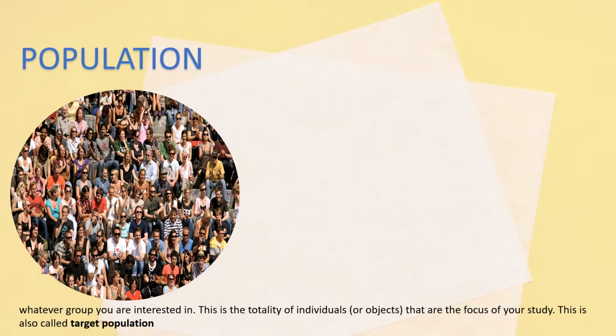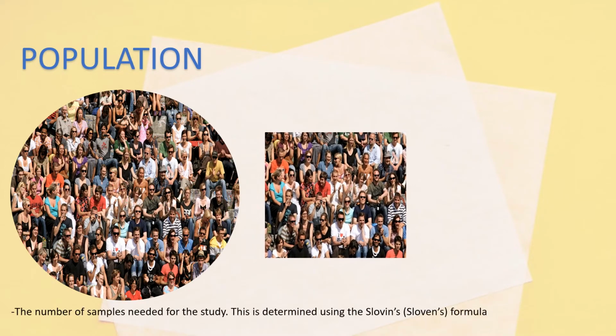At this point, let's try to understand what population means. It's actually whatever group you are interested in. This is the totality of individuals, or be it objects, that are in the focus of your study. This is also called the target population. Sample size is the number of samples needed for the study. This is determined using the Slovin's formula that we will discuss in the next video, so you better pay attention.